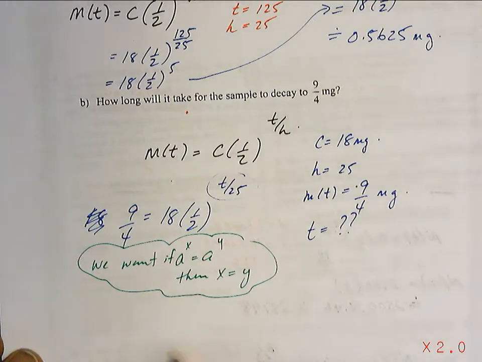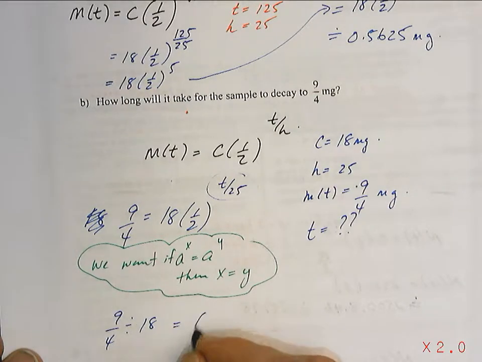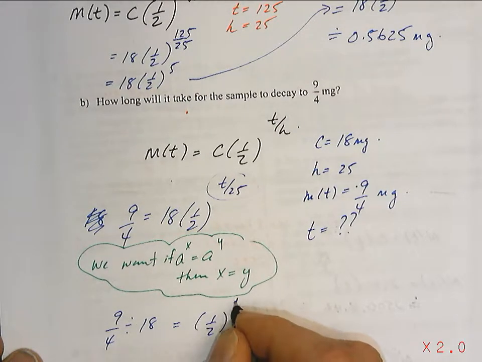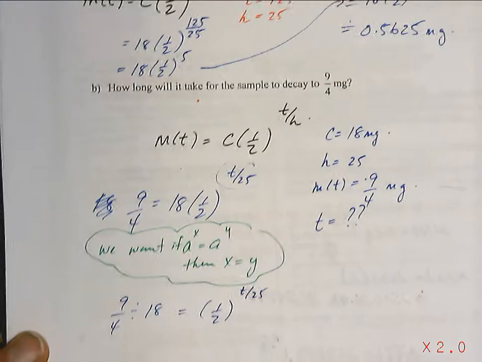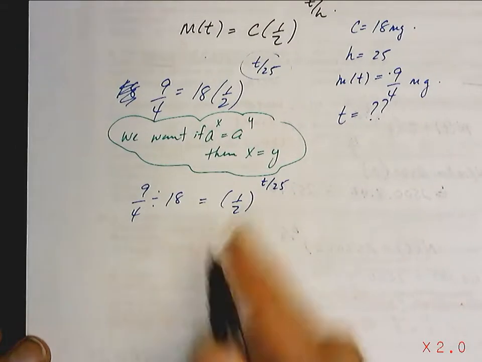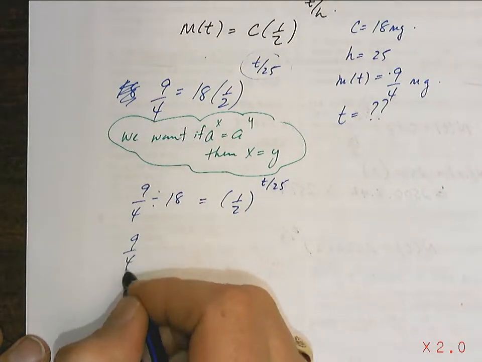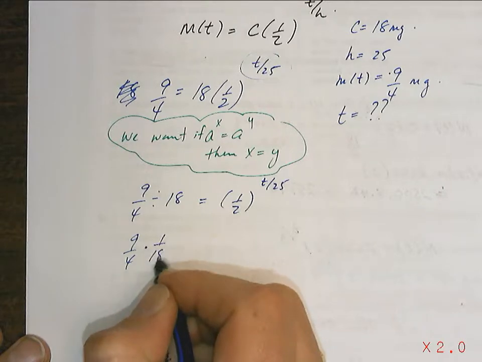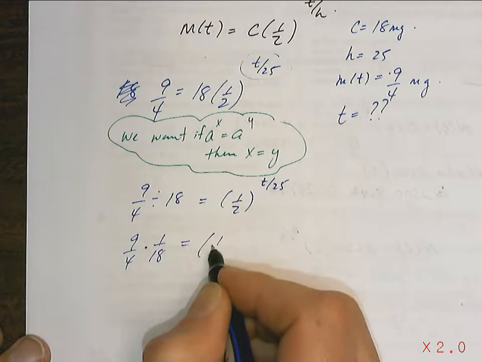So it's going to be 9/4 divided by 18. Notice how I'm writing it just to make it nice. And this is going to be 1/2, still t over 25, with that still up in the exponent. Now what this means is 9 over 4 times 1 over 18. Now notice I wrote it that way for a reason.